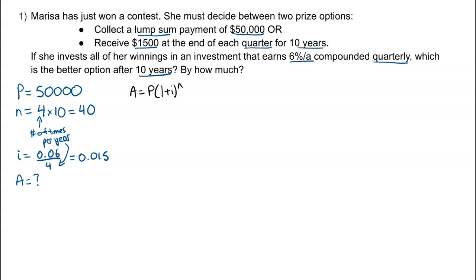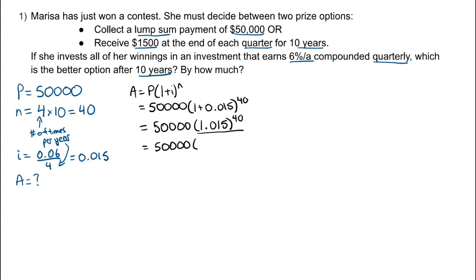And the equation we use is that the future amount, A, is equal to the principal, P, times 1 plus I to the N. So P is $50,000, and then we sub the other numbers in. We get 1 plus 0.015 to the power of 40. And so effectively what we're going to do is we're going to multiply 50,000 times 1.015 40 times. That's what the power of 40 is doing. So that interest is accumulating 40 times throughout the investment.